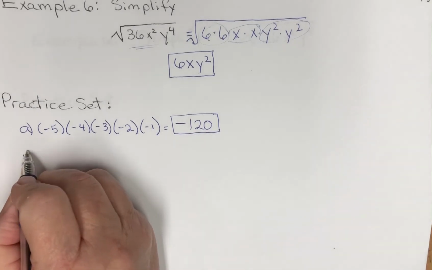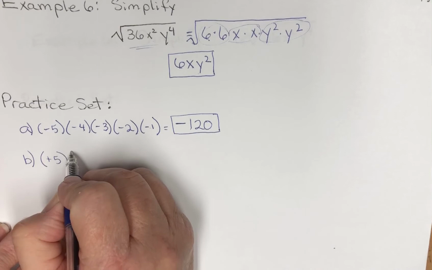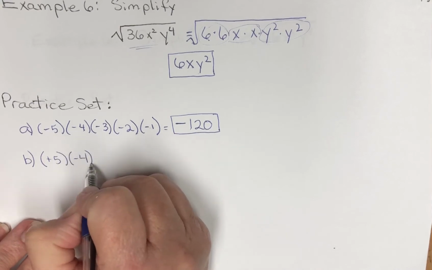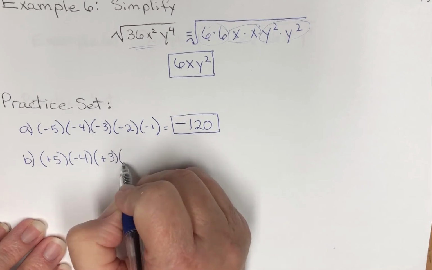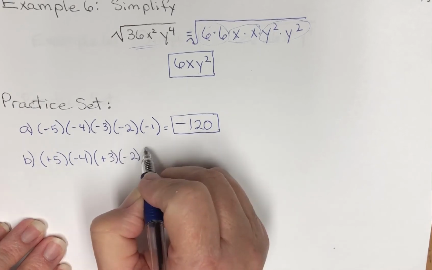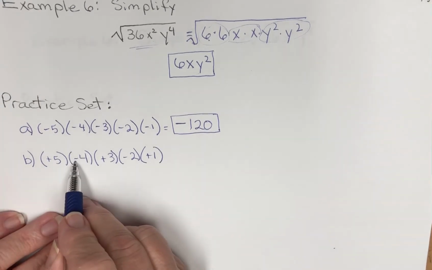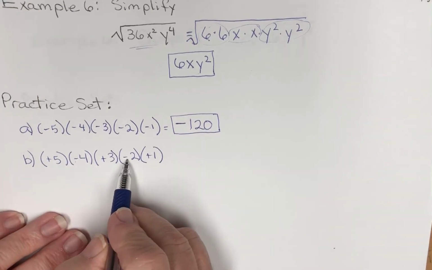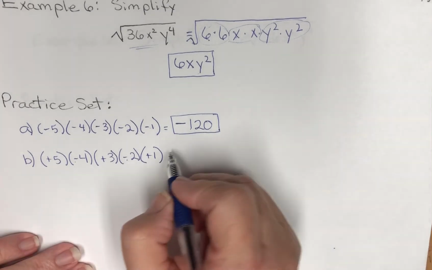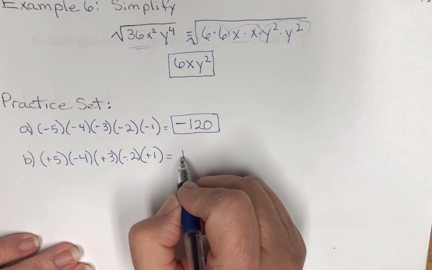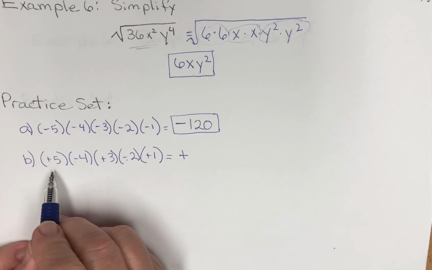Looking at letter B, I have a +5 times a -4 times a +3 times a -2 times a +1. All right, so let's count up our negative numbers. 1, 2. Okay, that's an even set. And so my answer to this is going to be positive because I know it's got an even number of negative signs. So now I'm just multiplying.